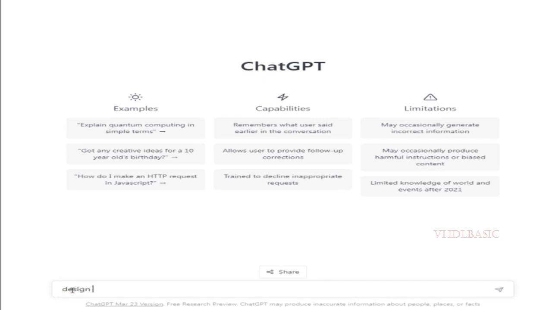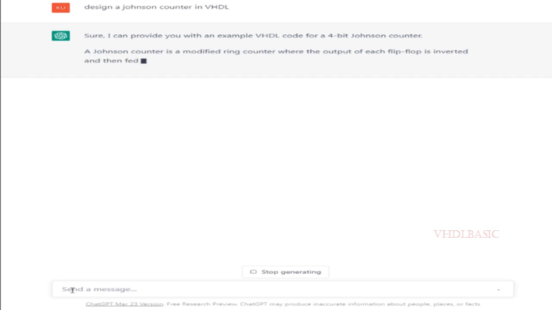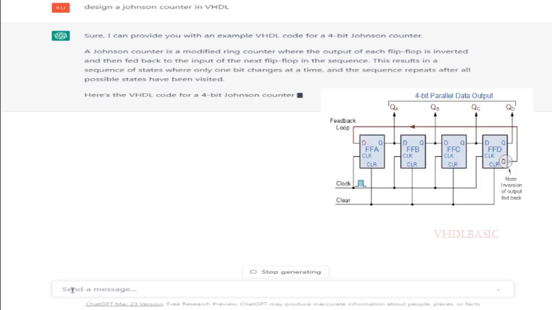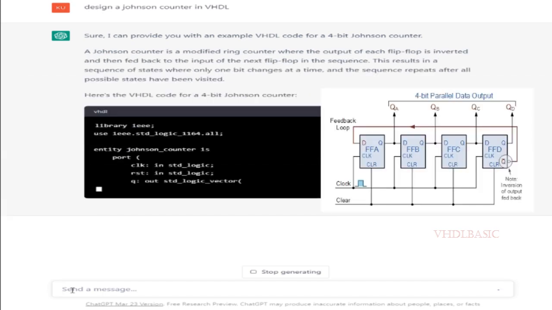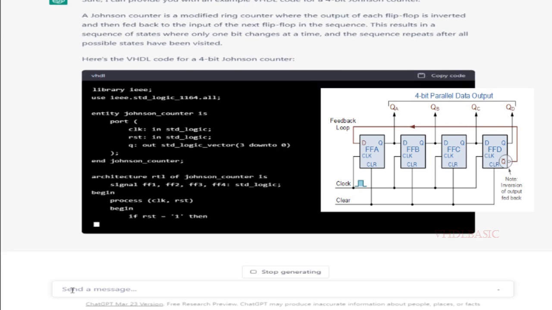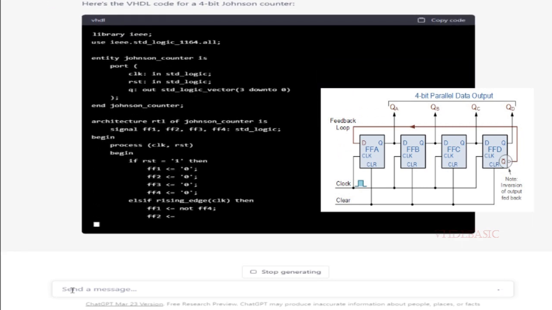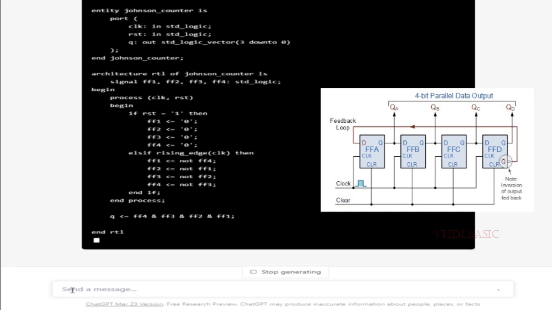Today we are going to ask ChatGPT to design a Johnson ring counter. So first of all, what is a Johnson ring counter? It is also known as a twisted ring counter. It is a type of shift register circuit that can be used to sequentially cycle through a set of binary values. It is composed of a series of flip-flops connected in a circular pattern, where the output of each flip-flop is connected to the input of the next flip-flop in the chain.